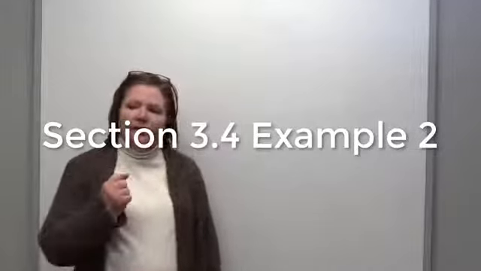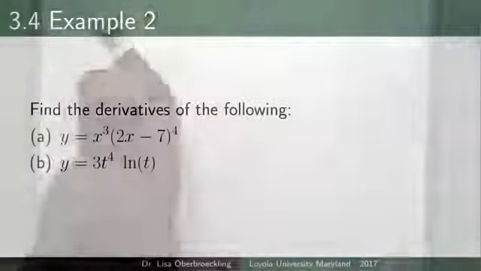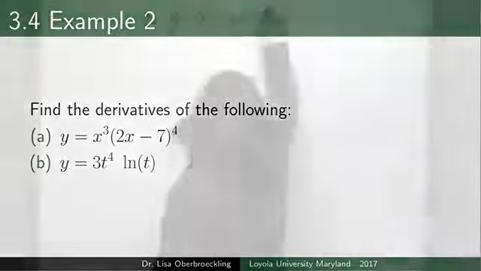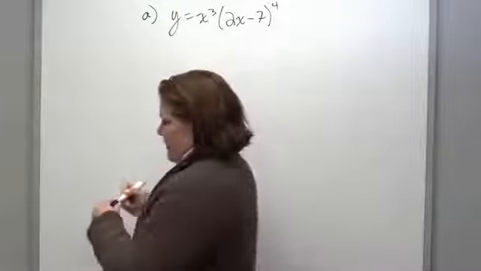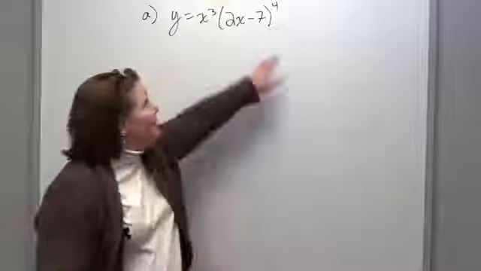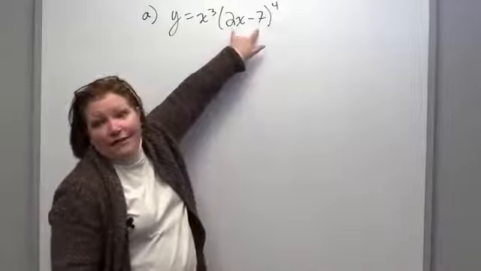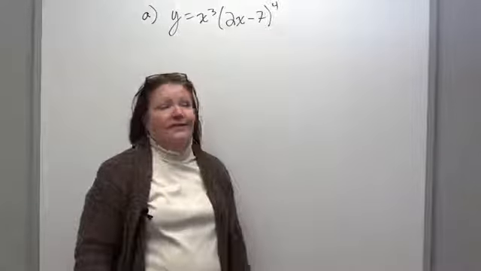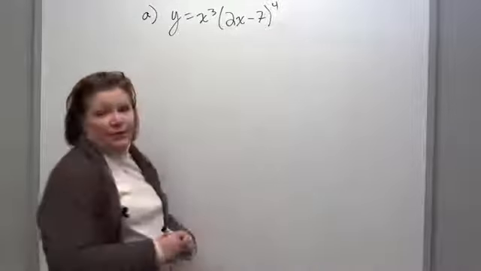Okay, we're going to practice the chain rule in this video with two examples. And for part A, we are looking at y equals x cubed times the quantity 2x minus 7 to the fourth. Now we could, if we really wanted to practice our algebra, multiply everything out. That would take a lot of work, very error prone.